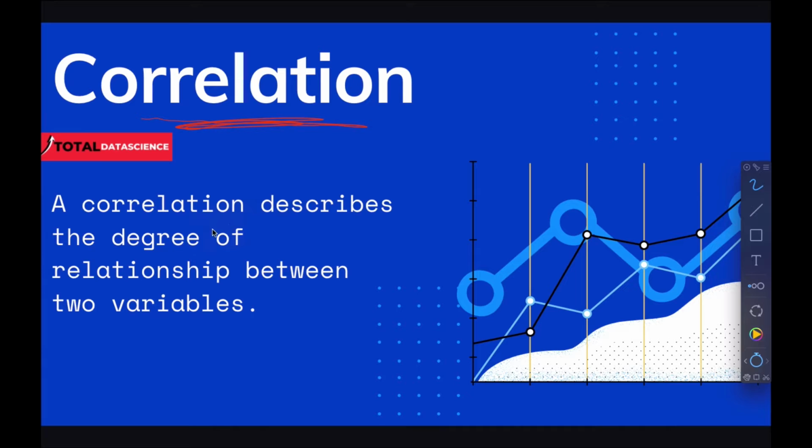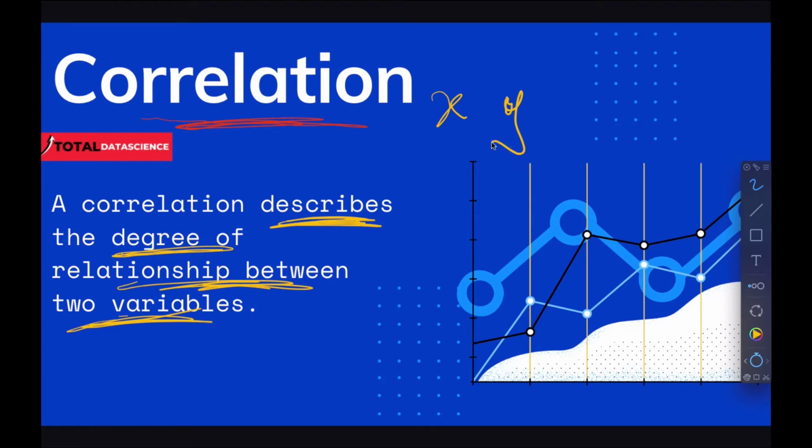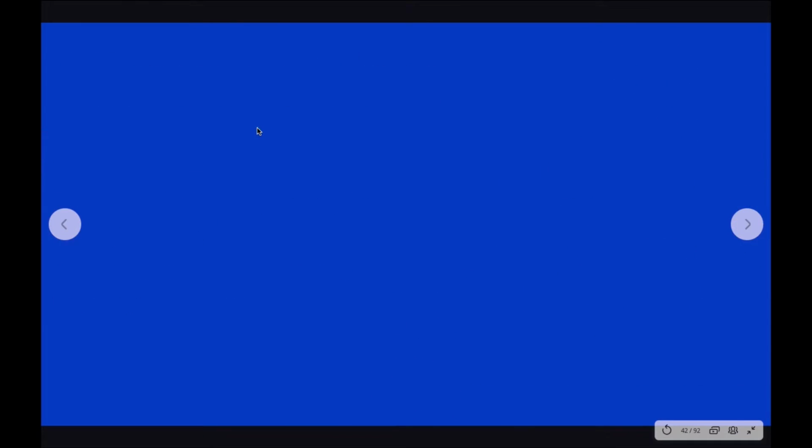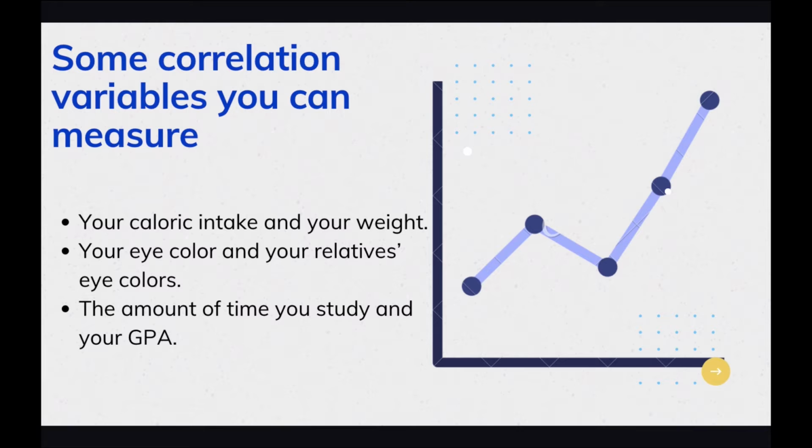Correlation describes the degree of relationship between two variables. If you have two variables, say x and y, we can find the relationship between these two variables using the concept of correlation. We have several examples that we're going to consider to understand this better.